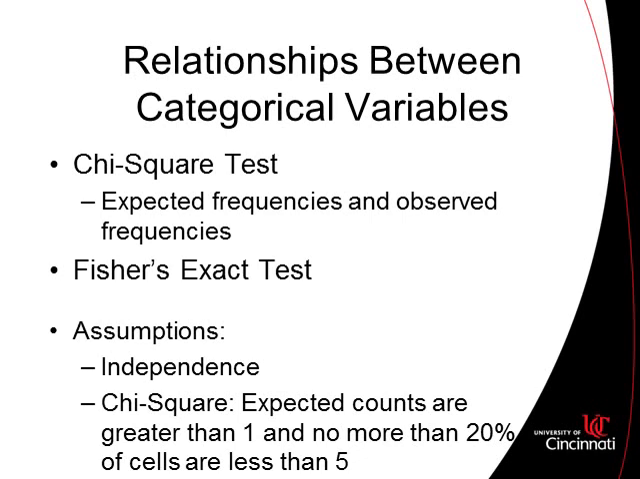What a chi-square does is it looks at what we expect the frequencies to be of the different cells, and then what we actually observe, and compares those. It requires independence, and it requires the expected counts are greater than 1. I'll show you what that means, and that no more than 20% of the cells are less than 5. If those assumptions aren't met, if you have an expected count that's 1, or if you have some cells that are 5 or less, then you could switch and use the Fisher's exact test instead.